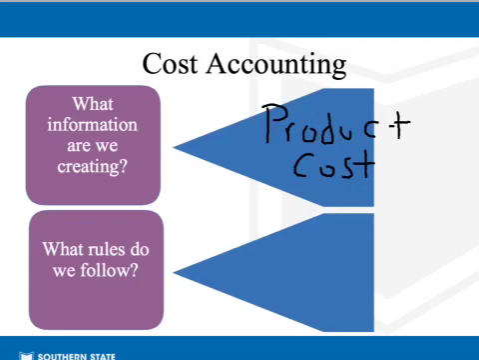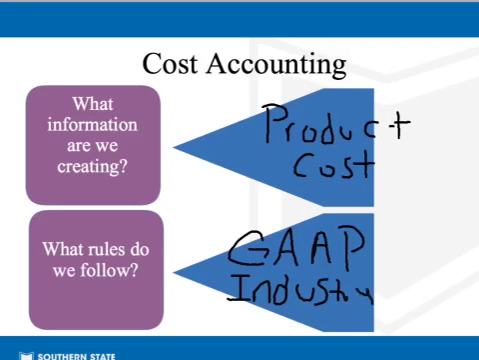As far as the rules that we're going to follow, since it is going to be a number reported on our financial statement, we do have to follow GAAP to come up with product cost in some cases, if we're going to be reporting it externally. If it's going to be an internally used document, then we can follow industry standards, if it's just something we're using for our own planning purposes. So the rules we follow: GAAP for externally reported numbers, industry standards for internally used numbers.